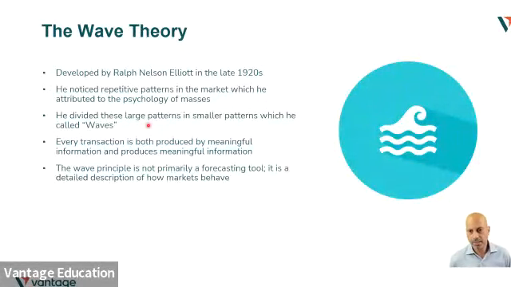Every transaction is both produced by meaningful information and produces meaningful information. The wave principle is not primarily a forecasting tool. It is a detailed description of how markets behave. But because we know that there's a motive wave and a corrective wave, generally many traders have used it for forecasting as well.